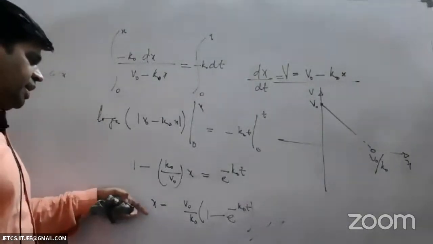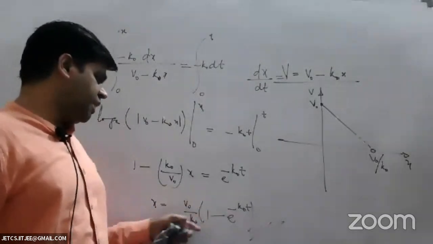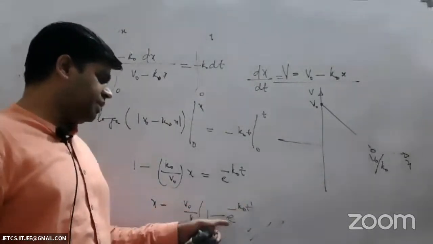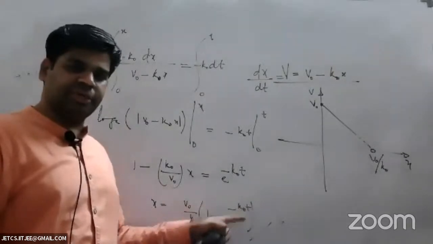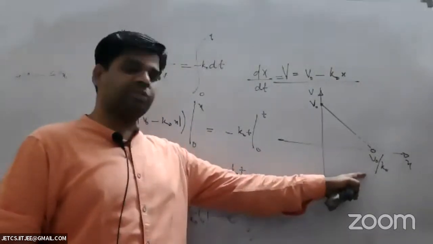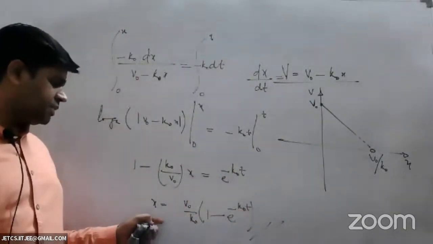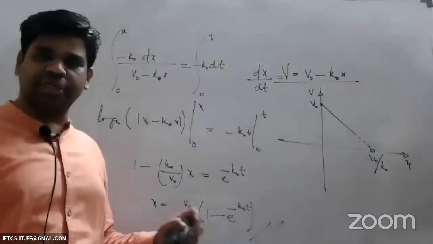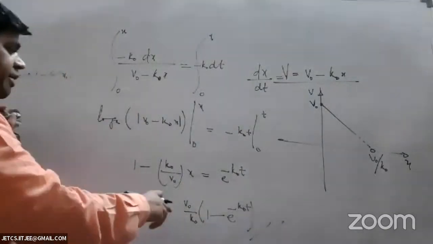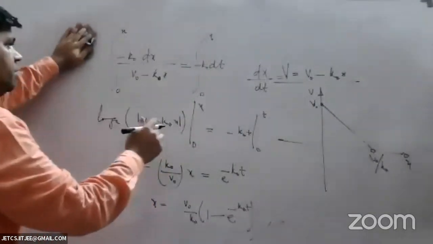Look at this. At t equal to 0, what is the value of x? x is 0. But as t tends to infinity, e power minus infinity is 0, and I get v naught by k naught. From the graph as well, I got the same thing. As t tends to infinity, x is tending to v naught by k naught. If I plot the graph for this one, I'll have an asymptotic graph because e power minus x is an asymptotic graph.